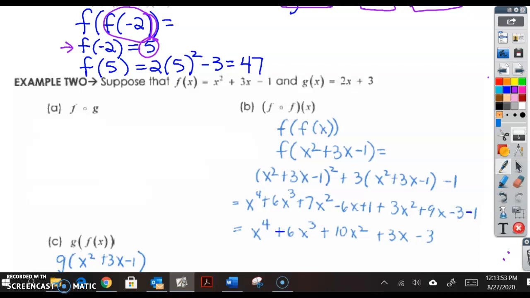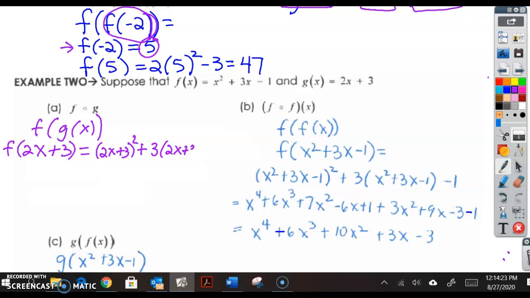All right, so f of g of, now we don't have a value we're substituting in, so it's g of x. All right, so what is g of x? G of x is 2x plus 3. So I'm going to run out of room for this one. F of 2x plus 3. So now my f of x is x squared. So here's my new x. X squared plus 3x. And there's my x. Minus 1.